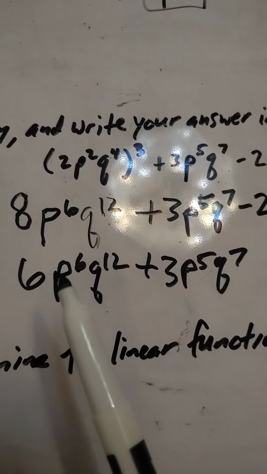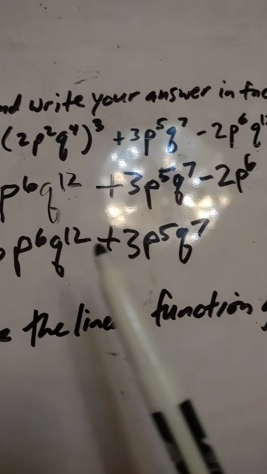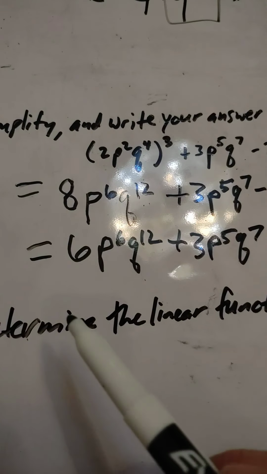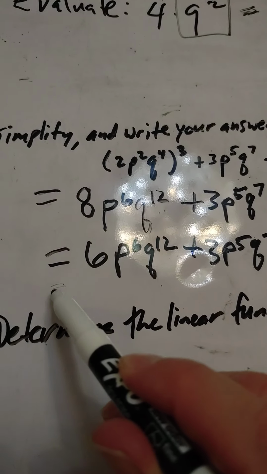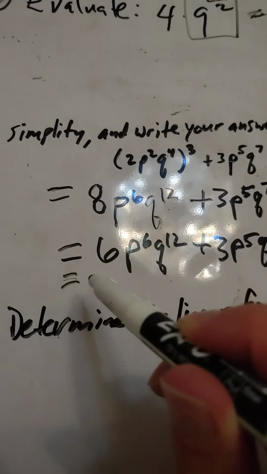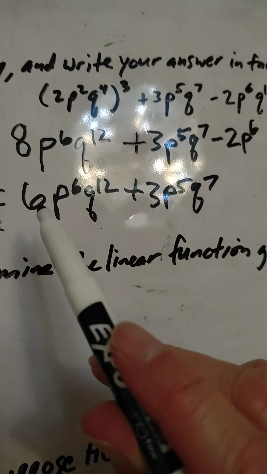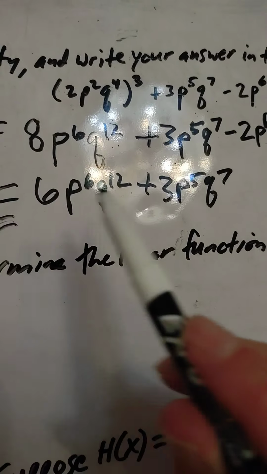So what you want to do now is pull out a GCF, a greatest common factor for these two terms. Because when I pull out a GCF, I'm going to have factored form. So this is going to equal. So first look at the numbers. What's the greatest common factor for 6 and 3? The answer is 3 because 3 goes into both of them. So pull out a 3.